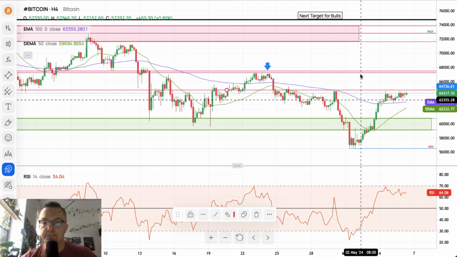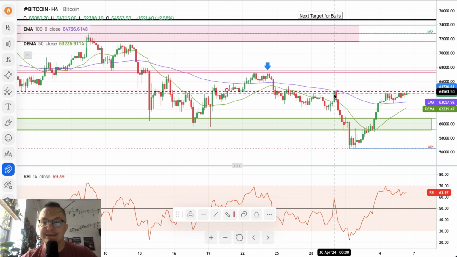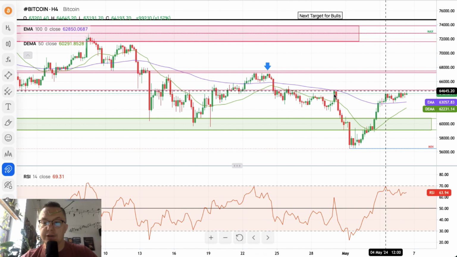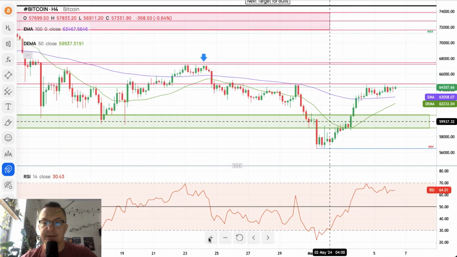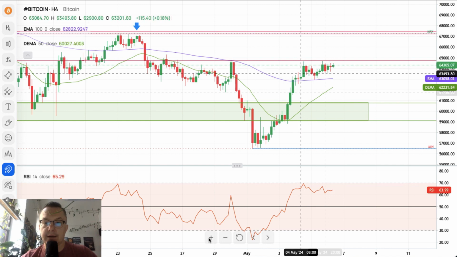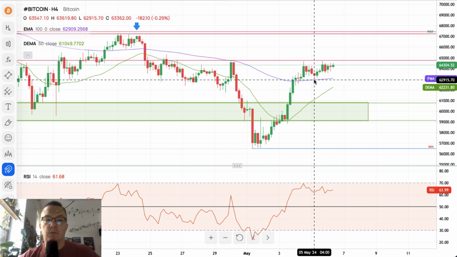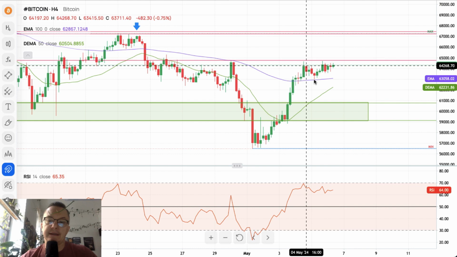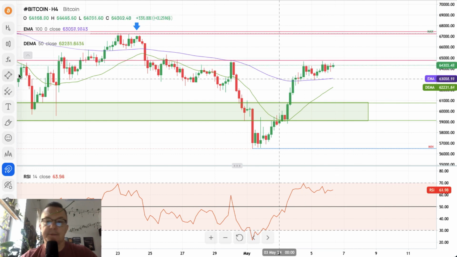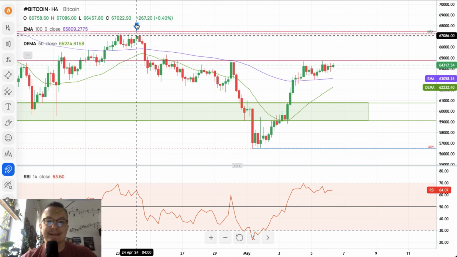and this technical resistance to the pip was 64,563. The bulls tried to break above this technical resistance, but they didn't make it. So right now we are just consolidating below this technical resistance, and the 100 periods moving average is providing the dynamic support. The market is about to break to the upside. So the next target for bulls, 67,468. That's the next target.